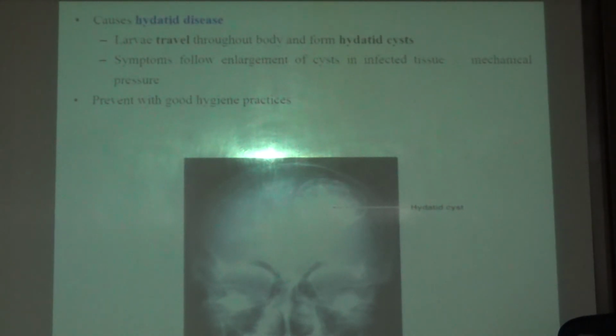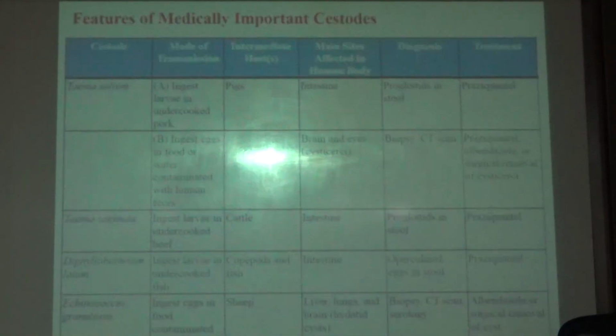This is a picture showing a hydatid cyst in the brain. It can resemble, in clinical condition, any carcinoma or malignancy of the head. So it is very important to differentiate it.